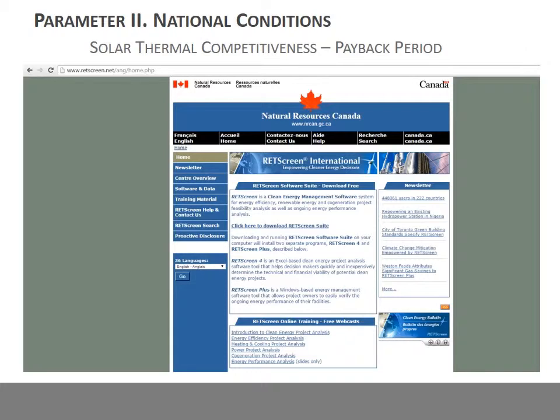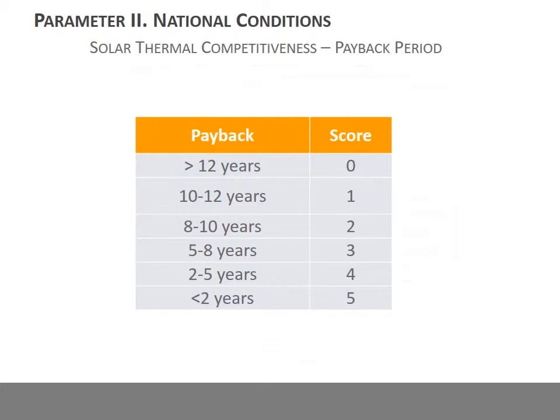The Market Readiness Assessment report assumes that users will use the RETScreen software suite to calculate payback. RETScreen is a free renewable energy analysis tool created by the Canadian government that can be used to calculate solar water heating paybacks internationally. The payback generated by RETScreen is then scored based on a tiered system, as can be seen in this table. Systems with under 2-year payback score a 5, whereas a payback of over 12 years receives a score of 0.